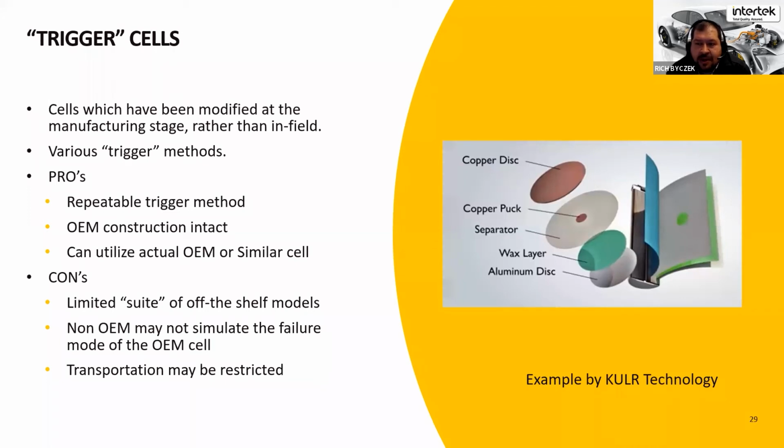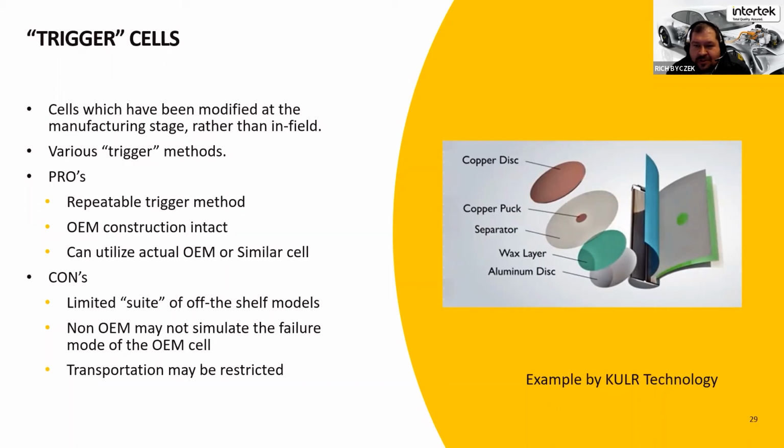So there are some third parties that have created a cell that implements that shard, that shorting element, into the cell with some sort of a wax layer or other low melt point separator, such that just by applying some external heat to that cell, you'll trigger the internal short circuit and hopefully trigger that thermal runaway. Pros here: it gives you a repeatable trigger method because these are manufactured to be trigger cells. So they're not modified. They're actually put together this way.